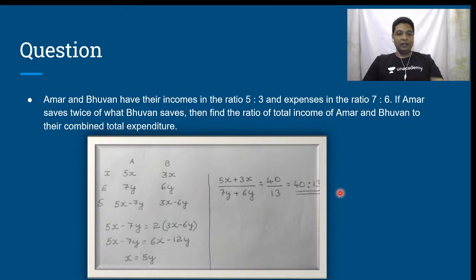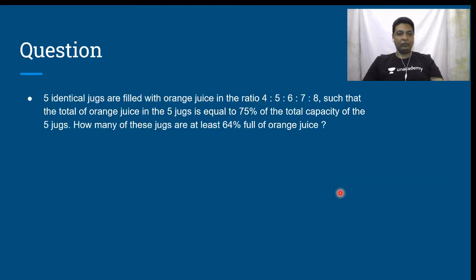Okay. Next, let us look at the next question. 5 identical jugs are filled with orange juice in the ratio 4 is to 5 is to 6 is to 7 is to 8, such that the total of orange juice in 5 jugs is equal to 75% of the total capacity of the 5 jugs. How many of these jugs are at least 64% full of orange juice? You have 40 seconds time.